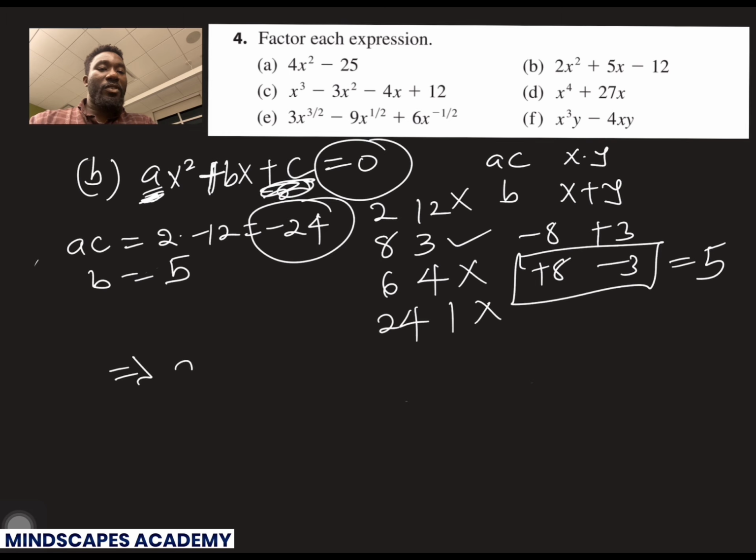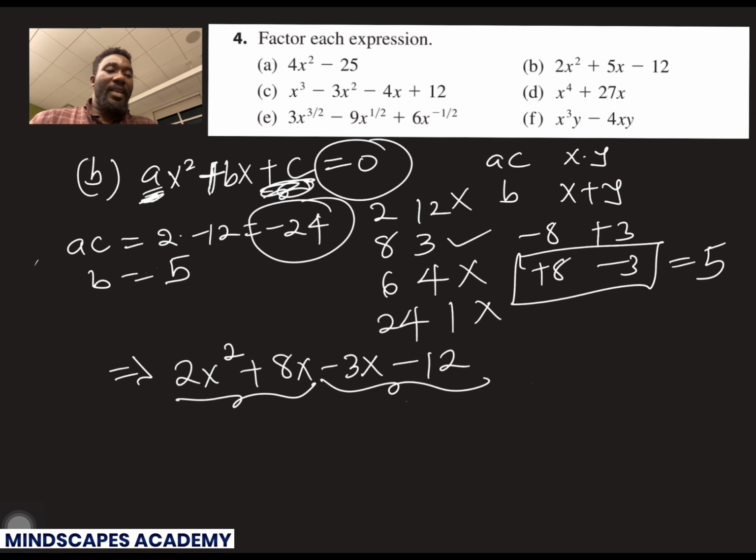So this implies we have 2x squared. Instead of positive 5x, you write positive 8x, negative 3x, negative 12. Now, you try to connect the first two terms and the last two terms. For the first two terms, you can see that 2 and x are common, so you can take 2x outside. When you take 2x from 2x squared, you are left with x, because 2x times x gives you 2x squared. Plus, when you take 2x from 8x, you're left with 4, because 2x times 4 gives you 8x.